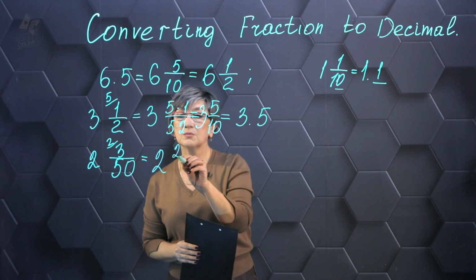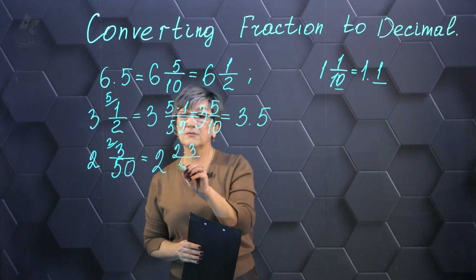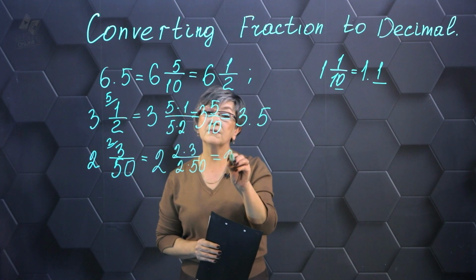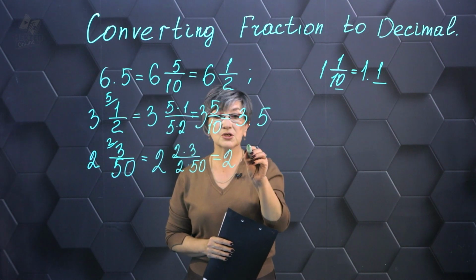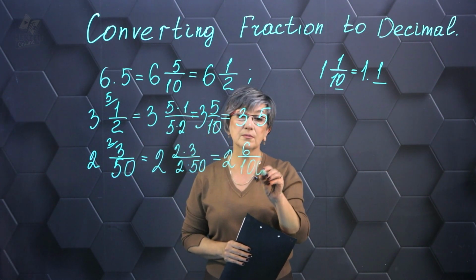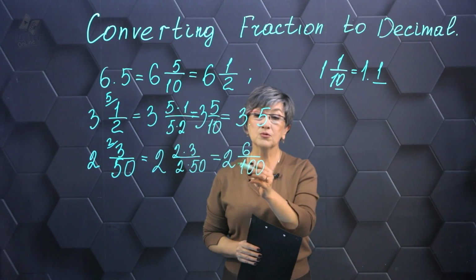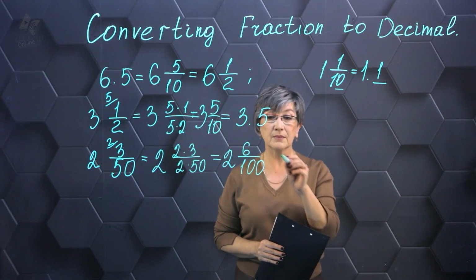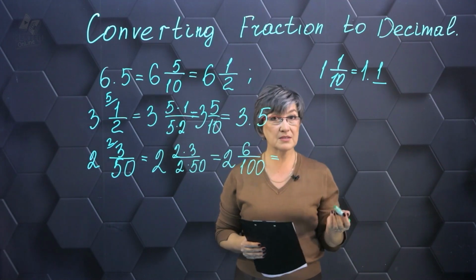Now I multiply 2 by 3. And 2 times 50. Equals 2 whole. 2 times 3, that would be 6, and 2 times 50, that would be 100. We've got a denominator that equals 100. Then I can write it down as a decimal.